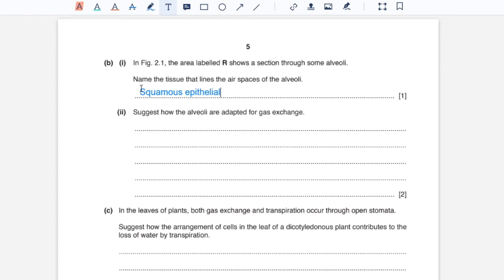To suggest how the alveoli are adapted for gas exchange, they have a number of features for that. They have elastic fibres in their walls that can stretch and recoil for inhalation and exhalation. This also increases the surface area for diffusion of carbon dioxide and oxygen across the alveoli and capillaries. And their walls are only single cell thick, which allows quick diffusion of the gases.